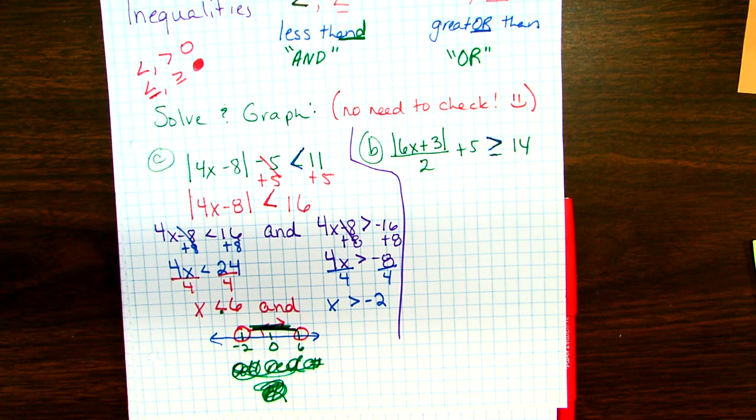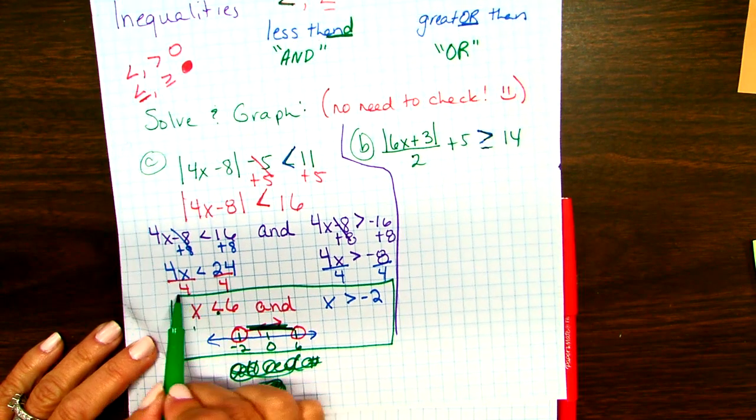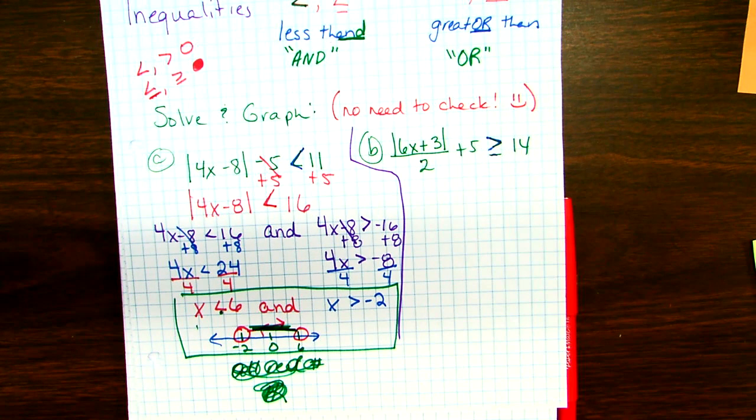So it looks like what's it called, a barbell, dumbbell? I always forget the word. But we have open circles on 6 and -2, and that's your final answer. That's it, right there, okay? And I'll come back to that idea because that will come up in another problem, all right?